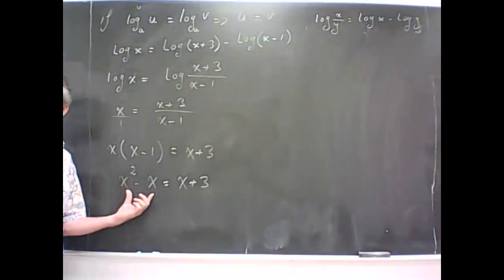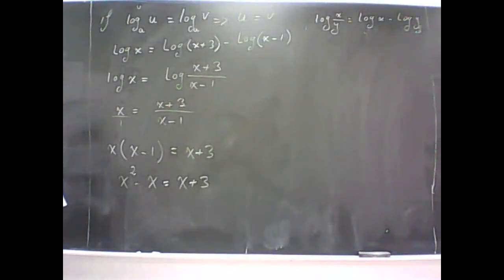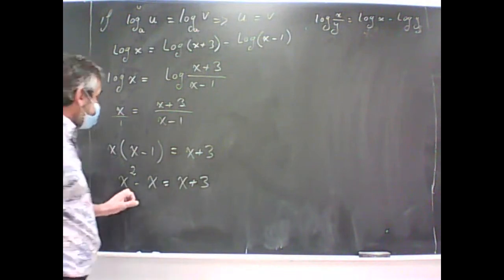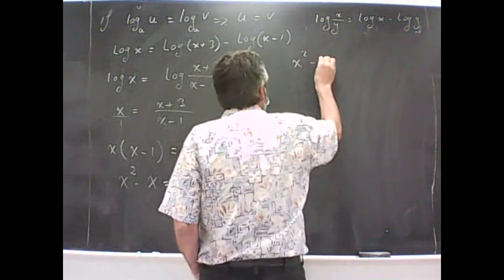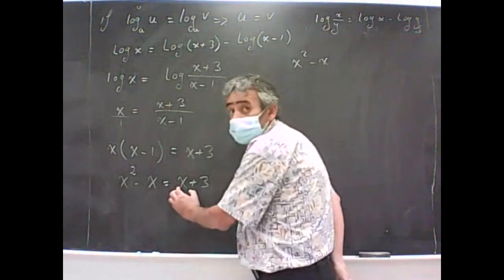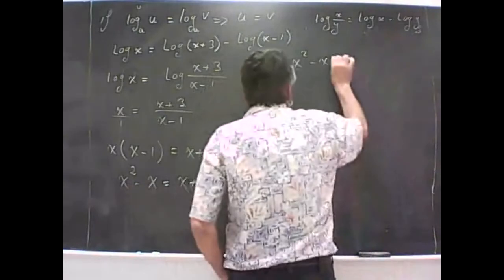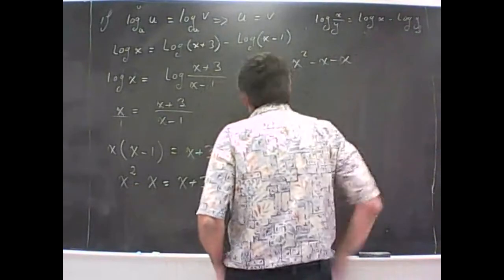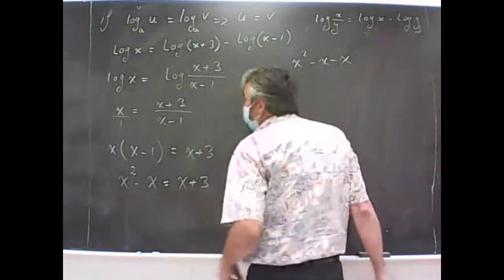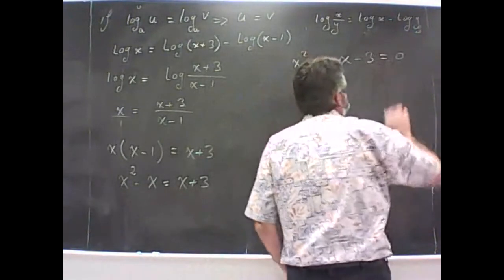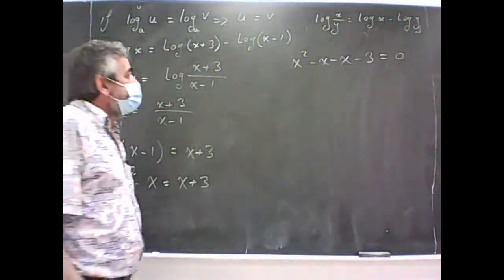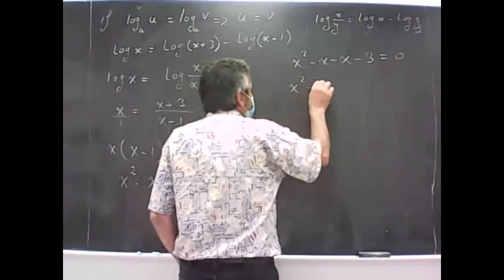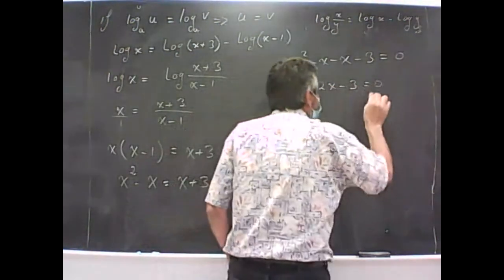This is a quadratic. To solve a quadratic equation, we bring everything to one side, and on the other side we make it zero. So let's do that. On this side we have x squared minus x. Now we take this x and move it to the other side, and it becomes also minus x. And then we take the plus 3 and move it to the other side, it is minus 3, equals 0. Let's simplify this a little bit. So we have x squared minus 2x minus 3 equals 0.